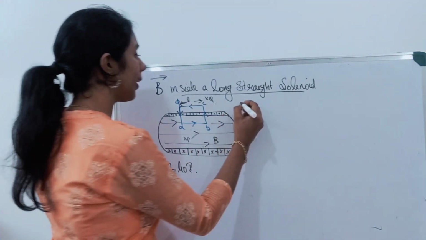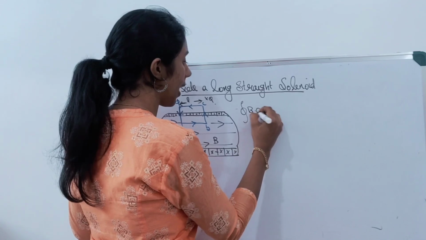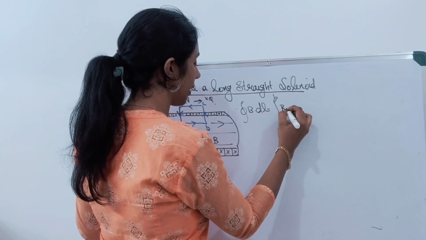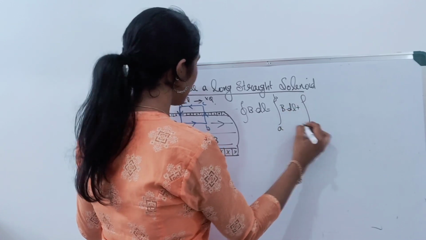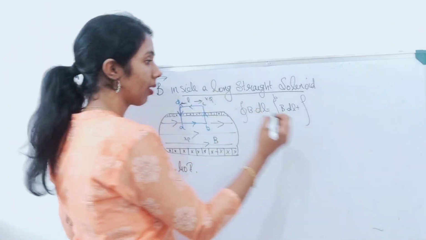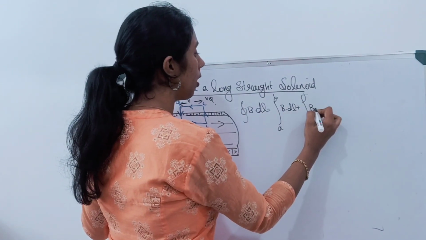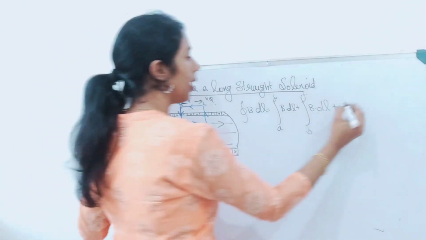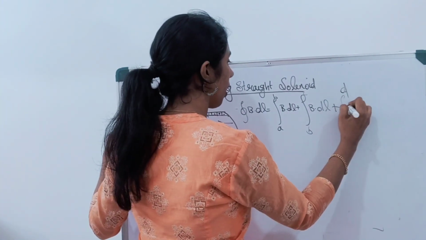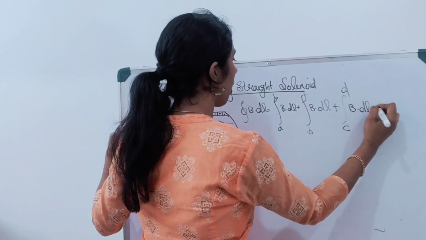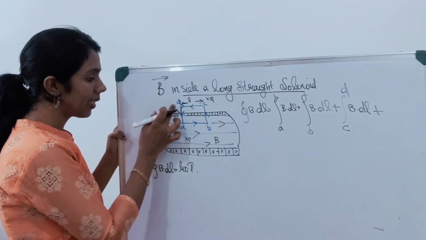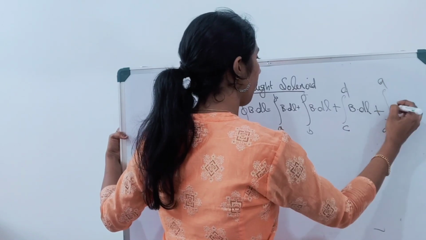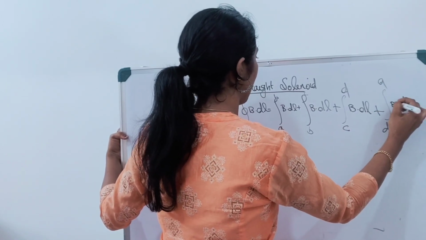So I can write the integral of B dot dl as the integral over A to B of B dot dl, plus the integral from B to C of B dot dl, plus the integral from C to D of B dot dl, and the last length, plus the integral from D to A of B dot dl.